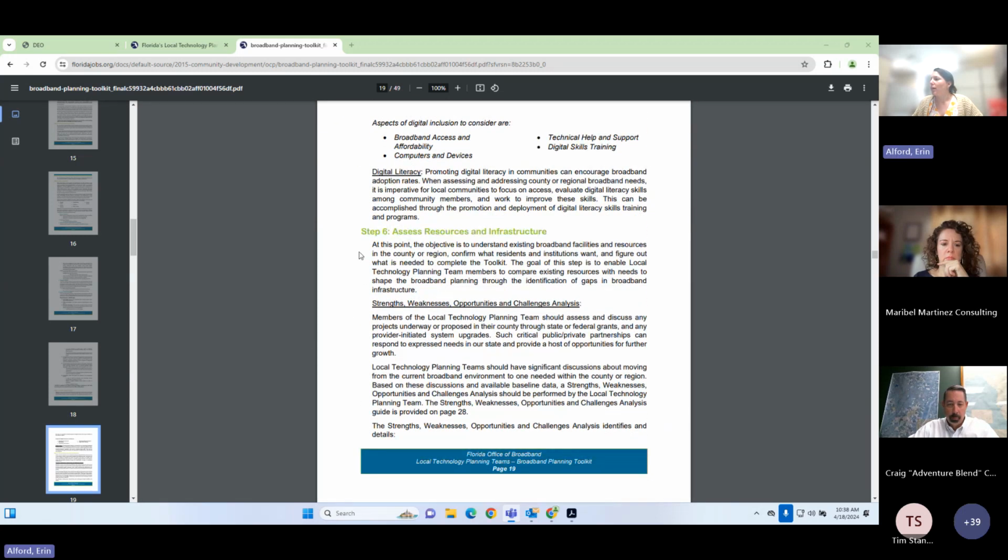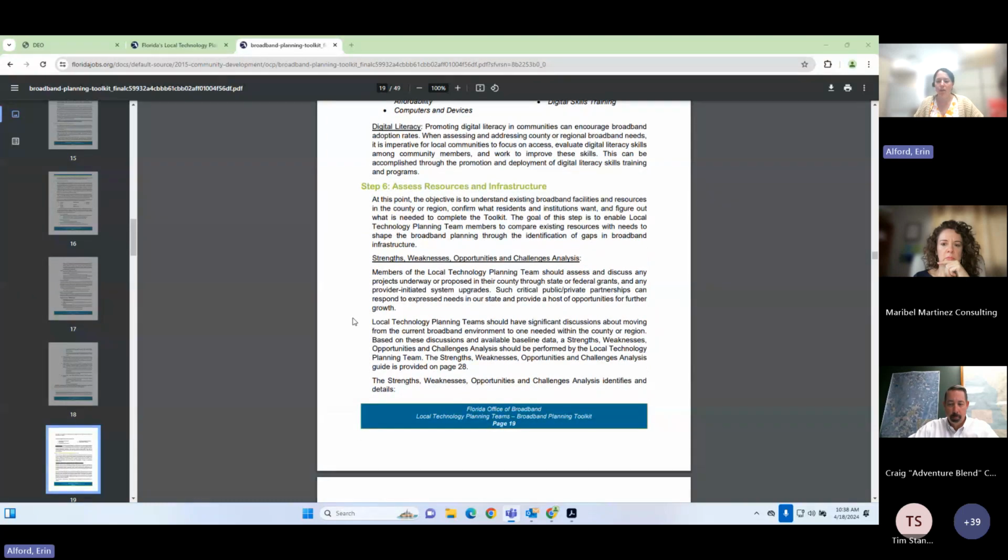So the sixth step is assessing the resources and infrastructure. A big part of this is recognizing the strengths, weaknesses, opportunities, and challenges analysis. As an LTPT, y'all will be able to assess and discuss any projects that might already be going on in your community. And you can see how the state or federal government grants that y'all might be given can be used towards those projects and maybe get them further developed more quickly than you thought you could do in a short period of time.